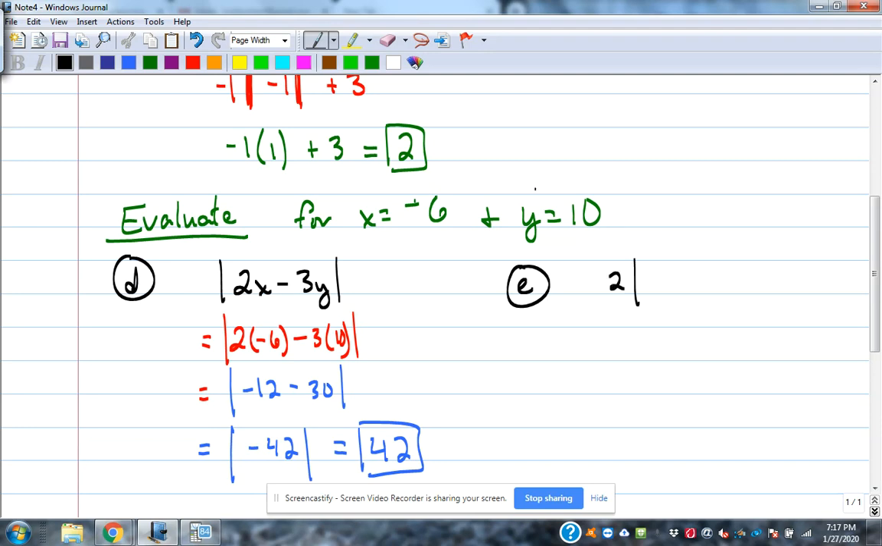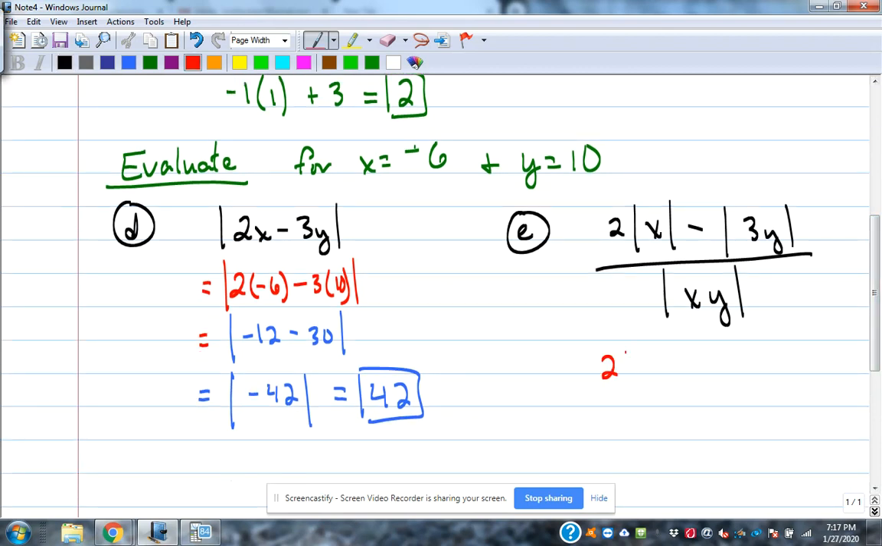Next, 2 times the absolute value of x minus the absolute value of 3y, all of that divided by the absolute value of xy. So a little bit more complicated one, but still, it's just order of operations. We know that the inside of the absolute value has to happen first, and then we follow the old steps from there. So it's going to be 2 times the absolute value of -6 minus the absolute value of 3 times 10, over the absolute value of -6 times 10.